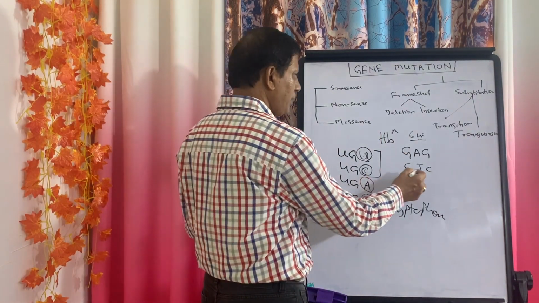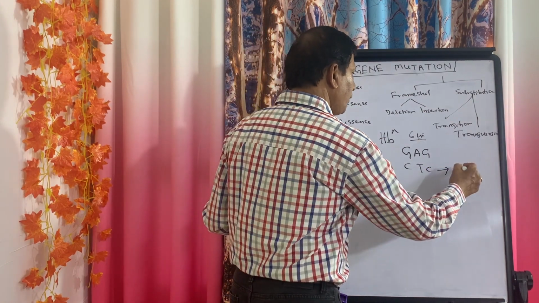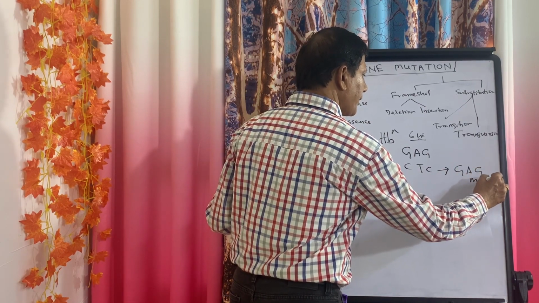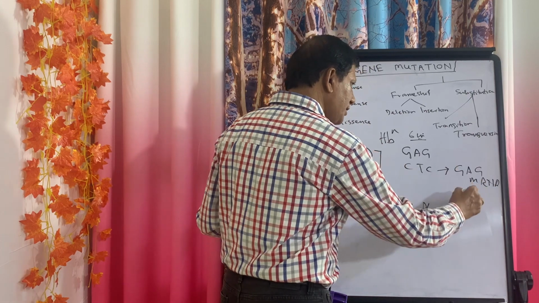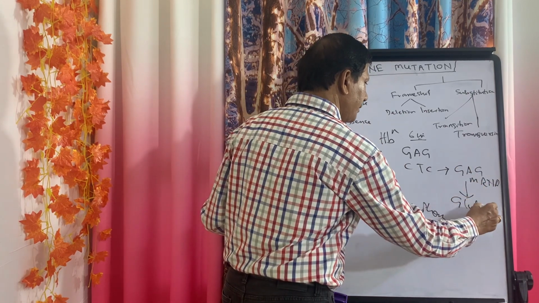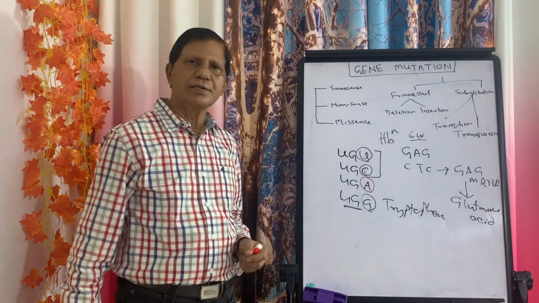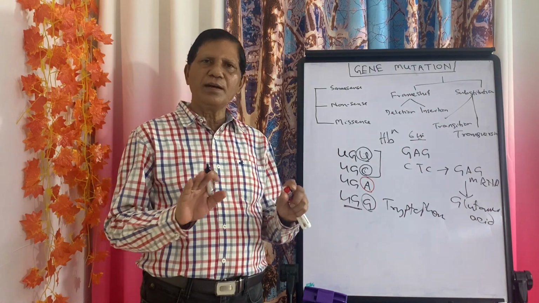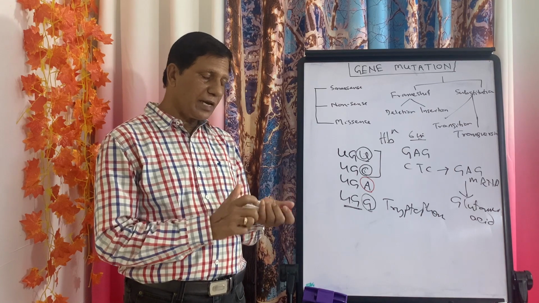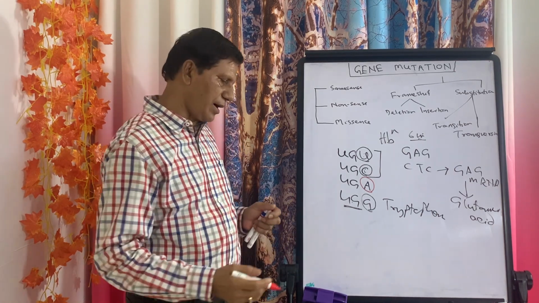Now suppose this acts as the template code for mRNA, then the mRNA will be GAG. This is in an mRNA. And this GAG will code for glutamic acid. And in this case, the hemoglobin is normal, that is present in all of us.